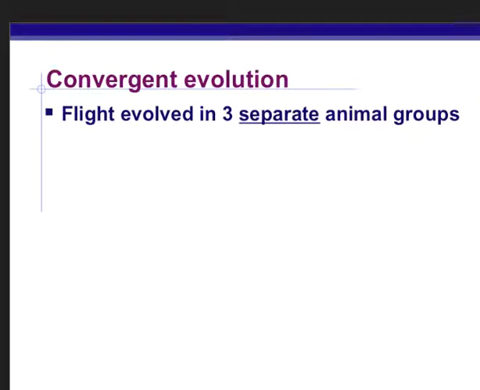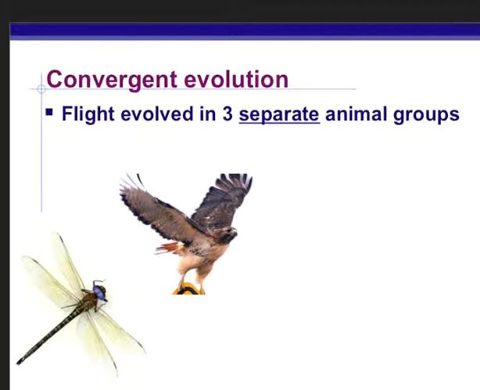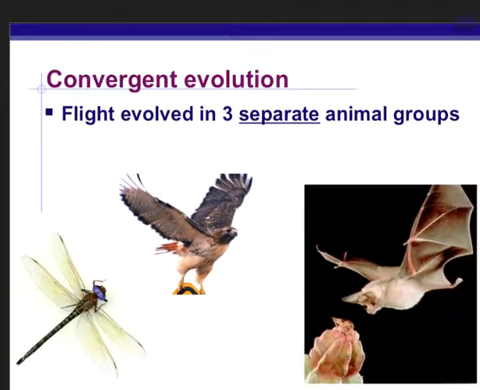Now, convergent evolution shows this idea of things coming together in the analogous structures. Three different animal groups evolved flight in different ways. The insects evolved it, and the birds evolved it. Can you think of another one? Insects, birds, bats did, and mammals. Some mammals can fly.